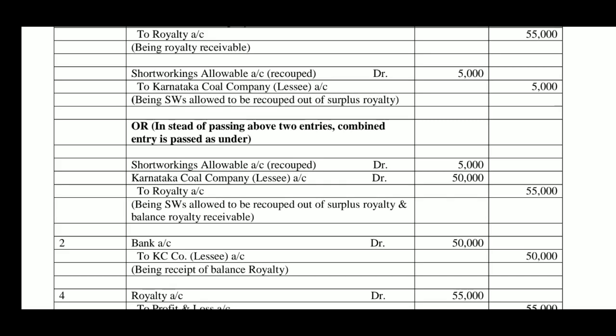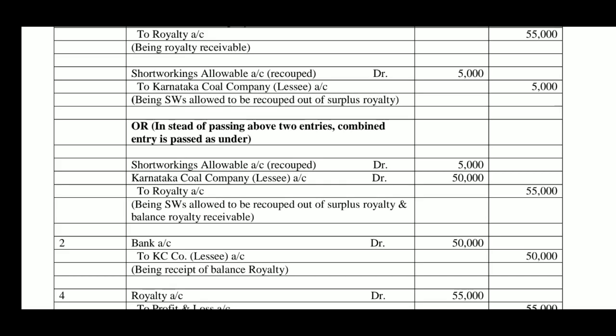Short workings allowable account debtor 5,000, Karnataka Coal Company account debtor 50,000, to royalty account 55,000. We can observe, in the first case when two entries are passed, lessee's account was debited with 55,000. In the second entry, lessee's account was credited with 5,000. Net balance is 50,000 debited to Karnataka Coal Company, that is lessee.